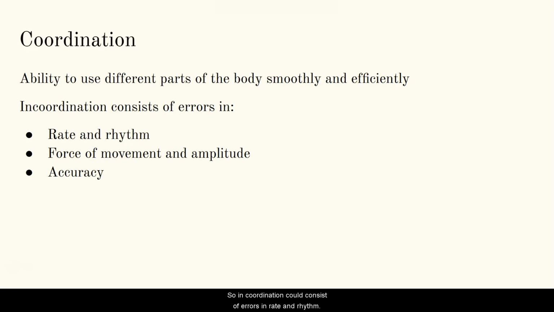So incoordination could consist of errors in rate and rhythm, and this is evaluated by the speed and consistency of movement. Irregularity could be slowness or an arrhythmic sort of movement. You also will be looking at force of movement and amplitude, and this is evaluated by the consistency of the movement intensity. It could be improper force control leading to overshooting or undershooting.